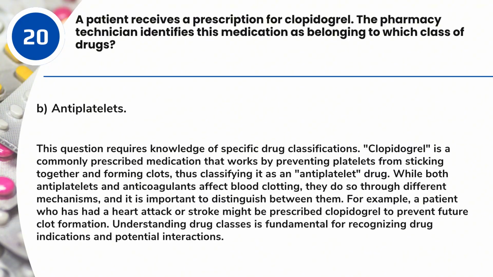Answer: B. Antiplatelets. This question requires knowledge of specific drug classifications. Clopidogrel is a commonly prescribed medication that works by preventing platelets from sticking together and forming clots, thus classifying it as an antiplatelet drug. While both antiplatelets and anticoagulants affect blood clotting, they do so through different mechanisms, and it is important to distinguish between them. For example, a patient who has had a heart attack or stroke might be prescribed clopidogrel to prevent future clot formation. Understanding drug classes is fundamental for recognizing drug indications and potential interactions.